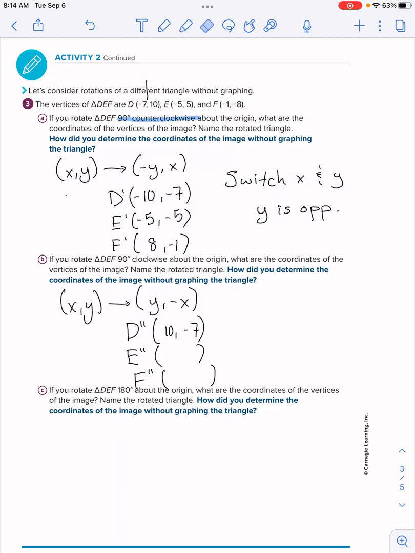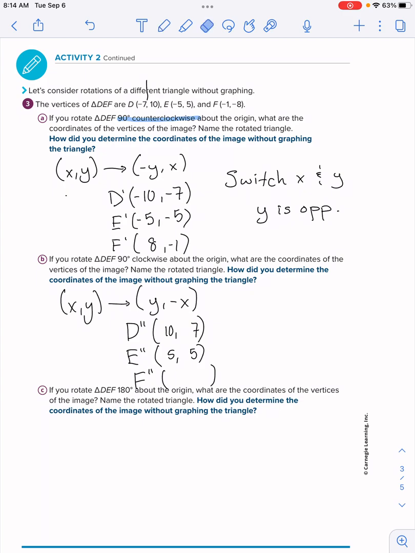So in this case, I'm going to erase. X was negative 7. It's now going to be a positive 7. So notice how I erased the negative in front of the 7. It's now 10, 7. Next one, we'll have negative 5, 5. So switch that. And we're going to make x, which is negative 5, a positive. So I'm going to get rid of that minus sign here.